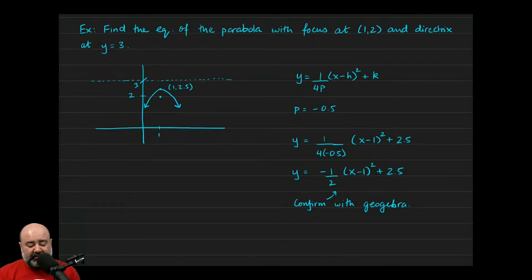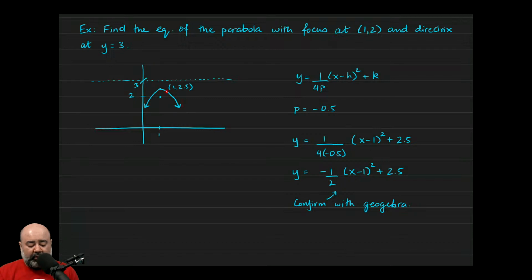So let's say we're asked to find the equation of the parabola with a focus at 1, 2 and directrix at y equals 3. So here, it's best to always draw a picture first. So my parabola has a focal point at 1 comma 2. So that's my point right there. And then it also has a directrix at y equals 3. Now, the parabola will always open away from the directrix and towards the focal point. So it has to open downwards.